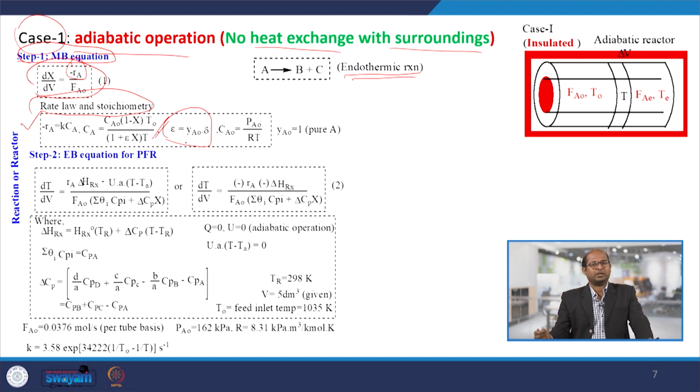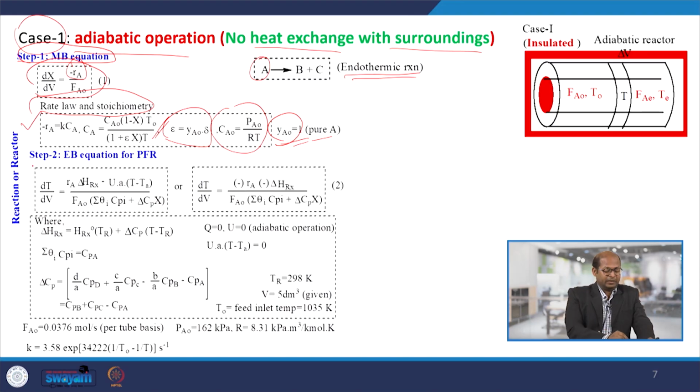Then we can write epsilon equals mole fraction times delta, that is the change in moles from reactants to products. The initial concentration of reactant A can be found if you know the partial pressure of component A, the gas constant and temperature. If pure component A is fed to the reactor, meaning 100% A with no inert or other component, then the mole fraction is 1, and the total pressure and partial pressure would of course be the same for that case.